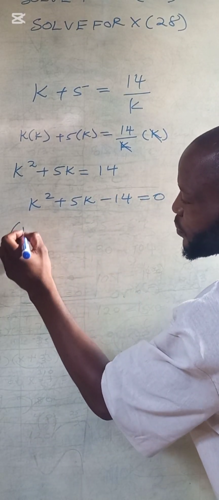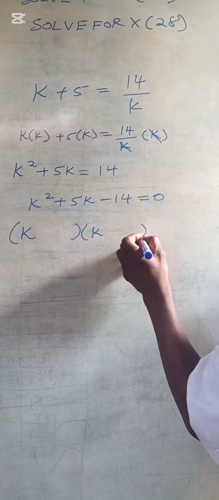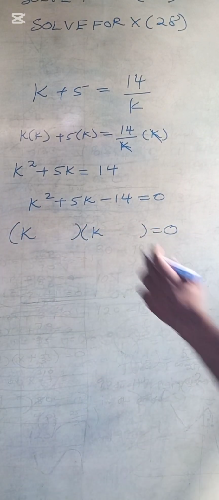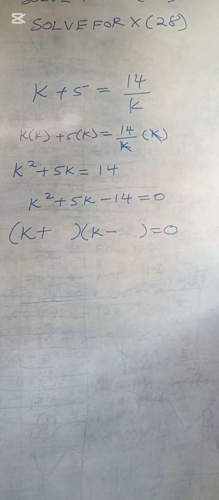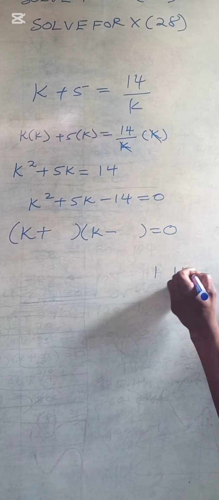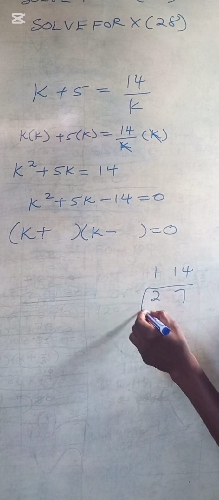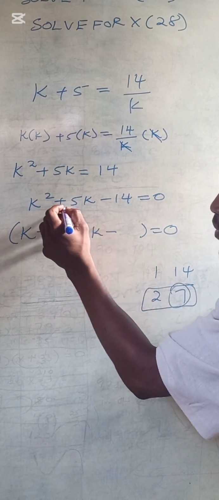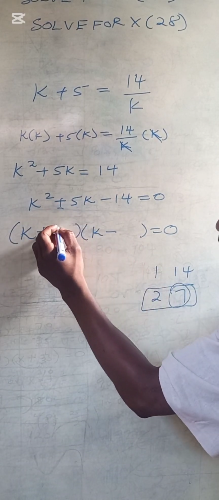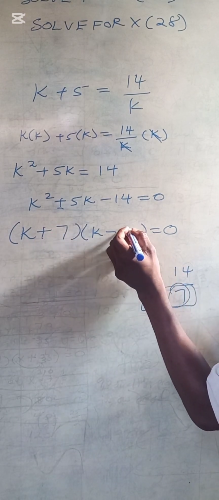Okay. a is 1. Then our factors for the first term will be k and k. The last term is negative, so our signs will be different, right? The factors of 14: 1 and 14, 2 and 7. We want those with a difference of 5, is this combination. We said the bigger factor takes the sign of the middle term, right? The bigger factor is 7. It will take the sign of the middle term.